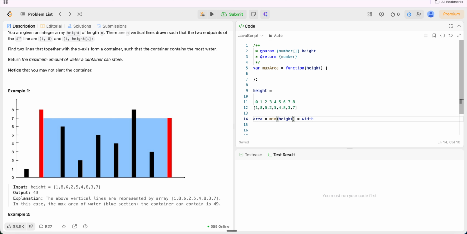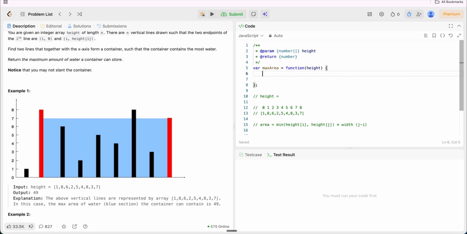let's say I am taking height of i and height of j as two of the vertices. Then I will take the minimum of height of i and height of j, and then I will multiply the width. How will I get the width? The width is j minus i. This is how I get it. So we can do it for every edge.